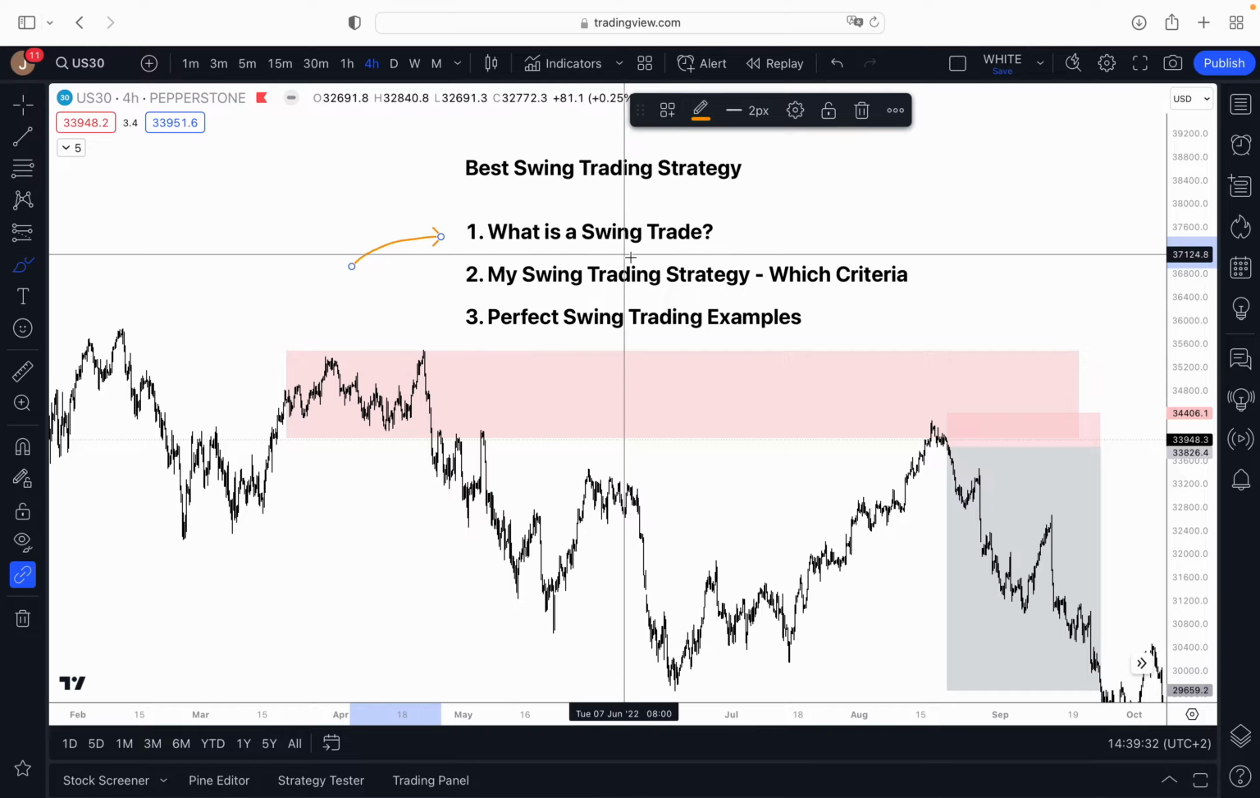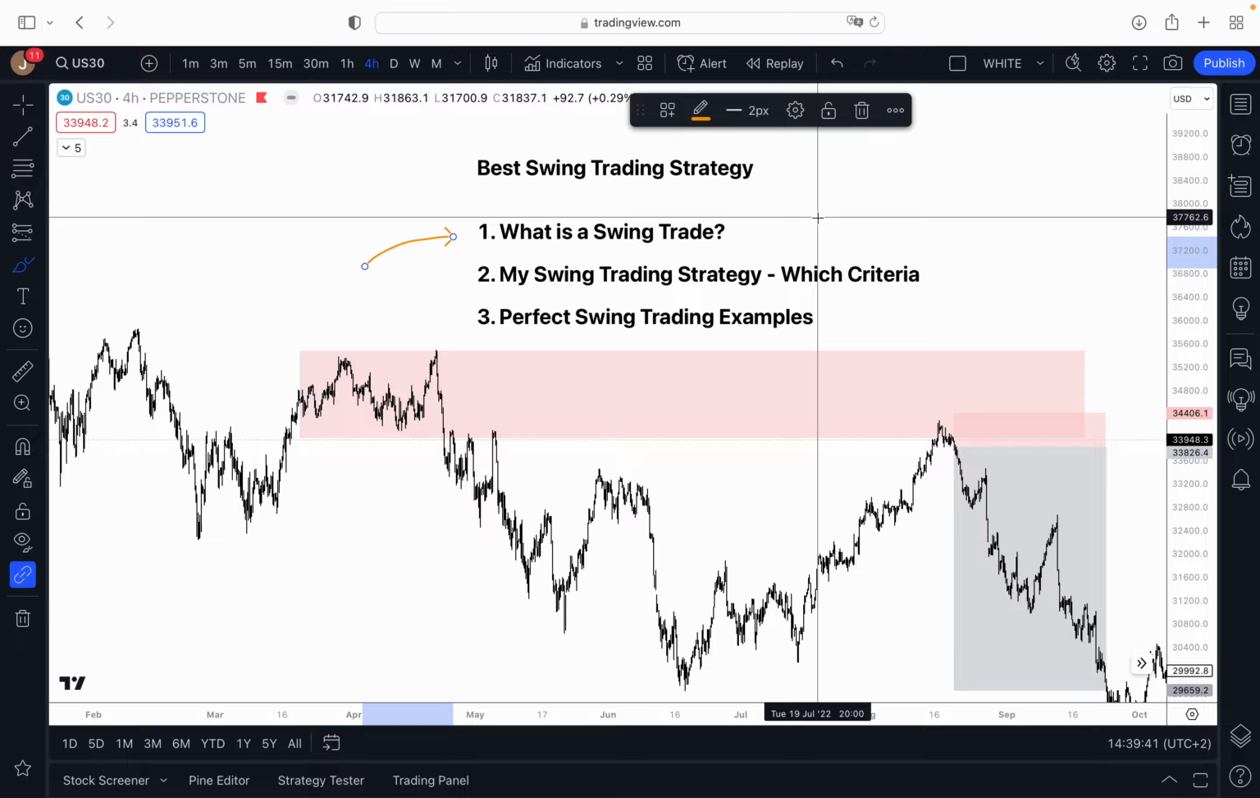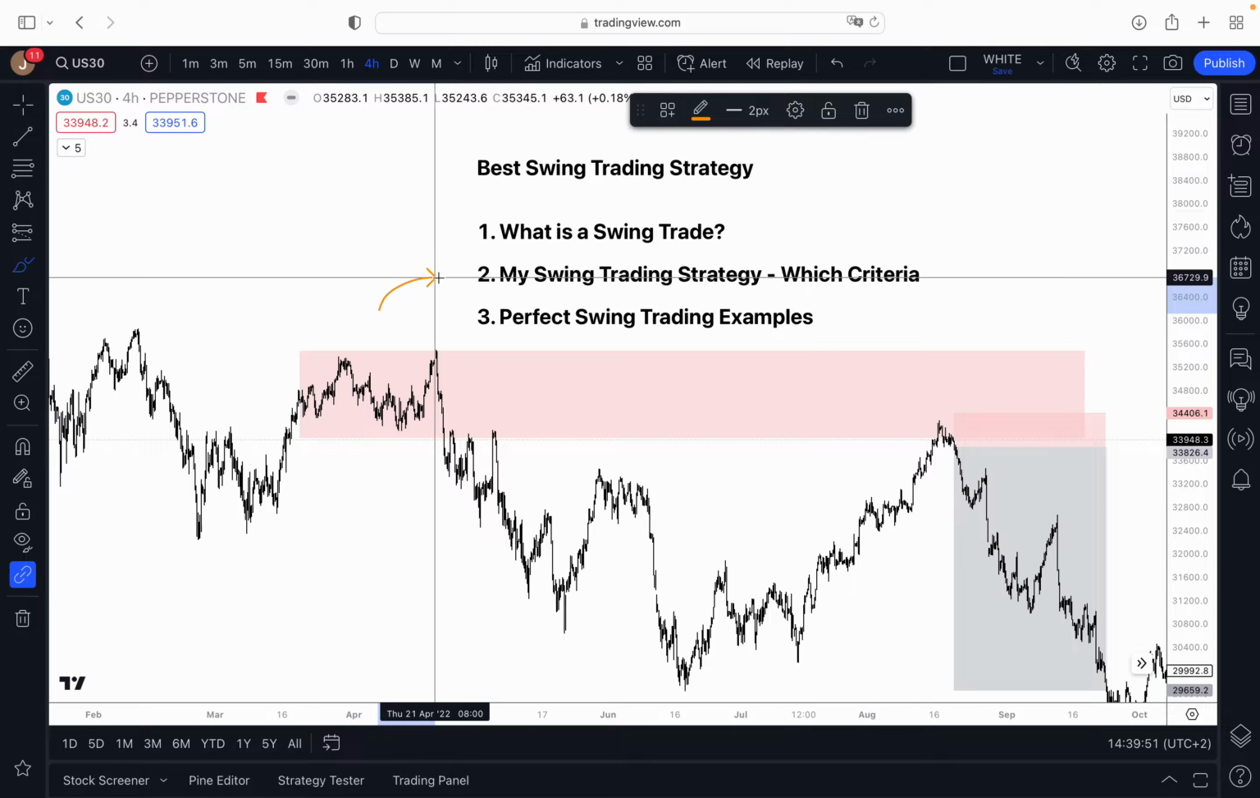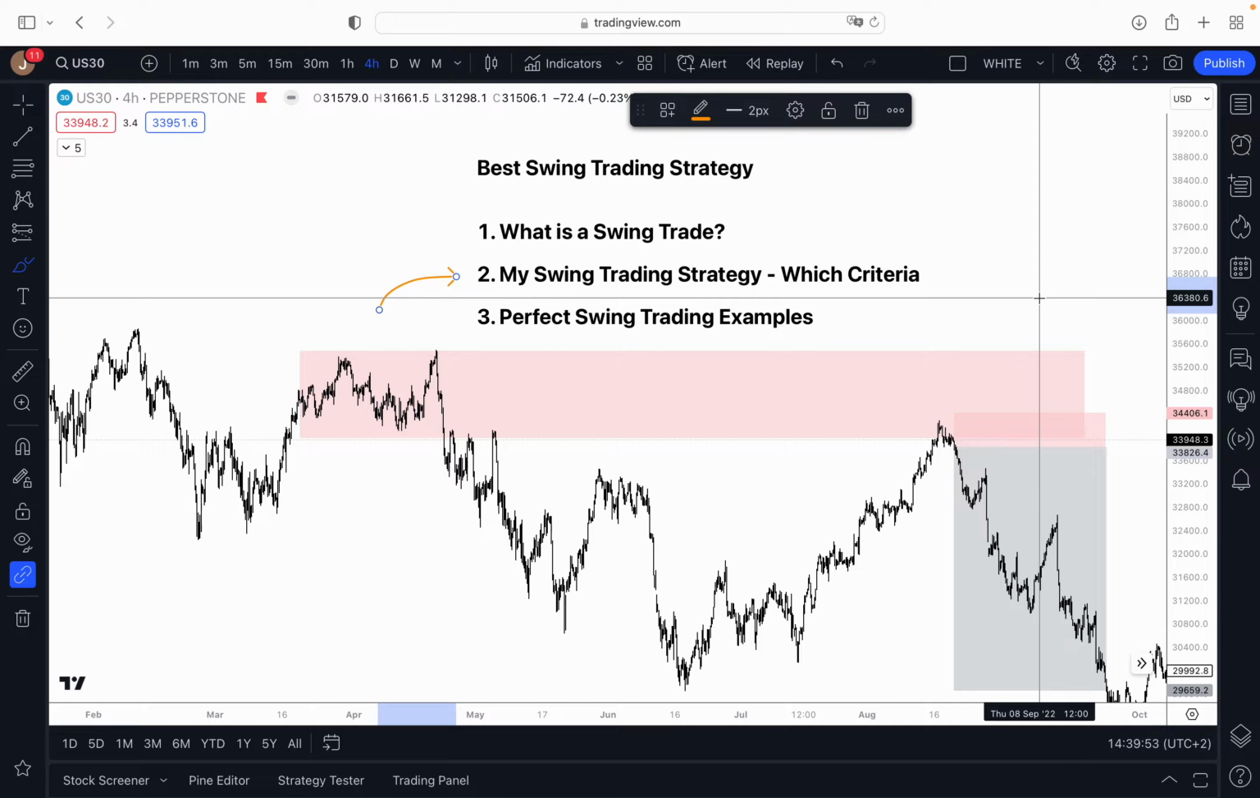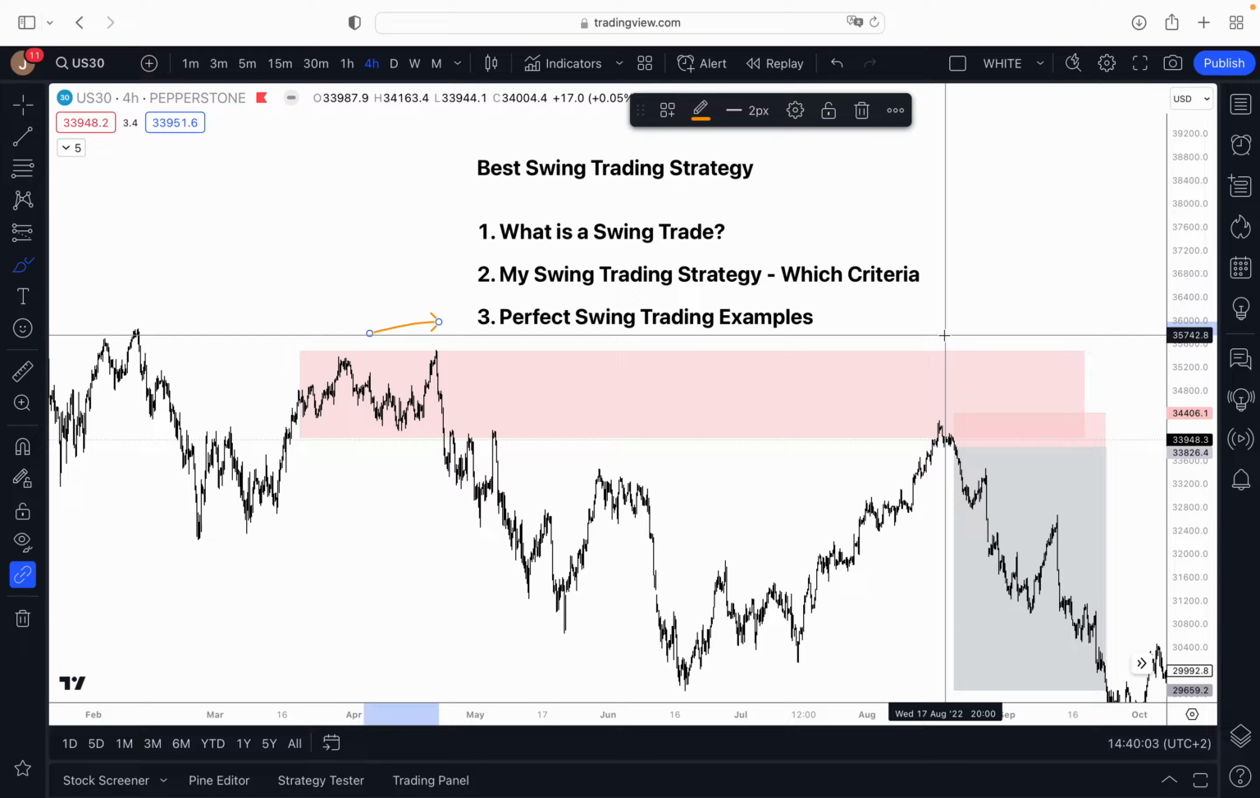First, I will tell you what a swing trade is, what the advantages and the disadvantages are. Then I will show you my swing trading strategy and which criteria I use to find the perfect swing trades. And at last, I will show you some perfect swing trading examples so you can use them for your trading.